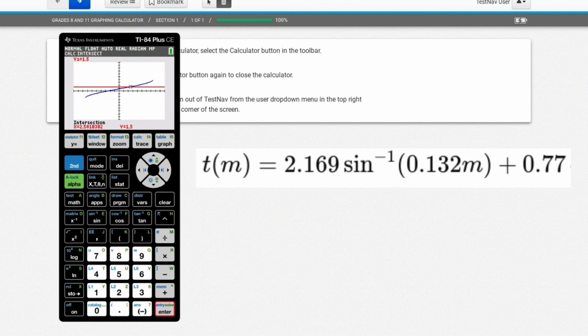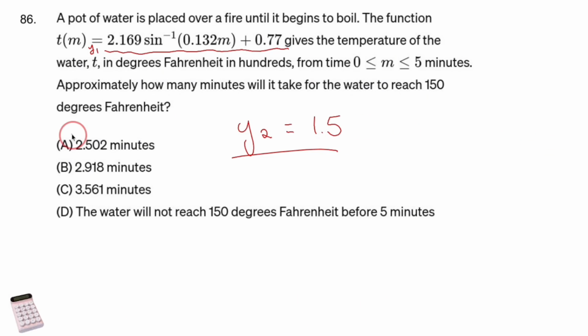Let's go back and circle it. All right, 2.501 stuff is going to be 2.502 once I round it. So pretty weird problem, but not too bad. Just use your calculator. Hope this helps.